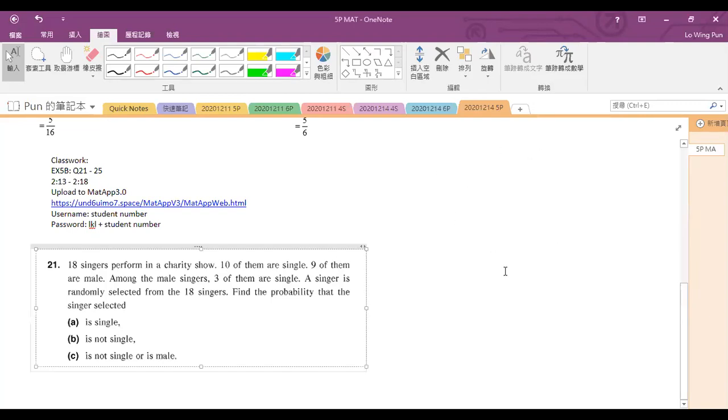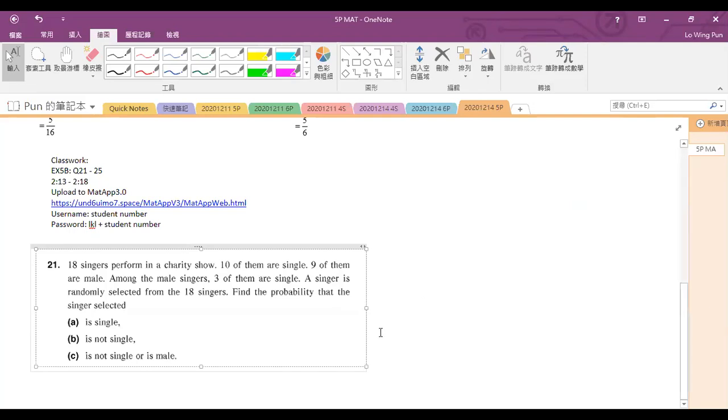Okay, let's check the answers. So number 21, 18 singers perform in a charity show. 10 of them are single, 9 of them are male. Among the male singers, 3 of them are single. A singer is randomly selected from the 18 singers. Find the probability that the singer selected is single.